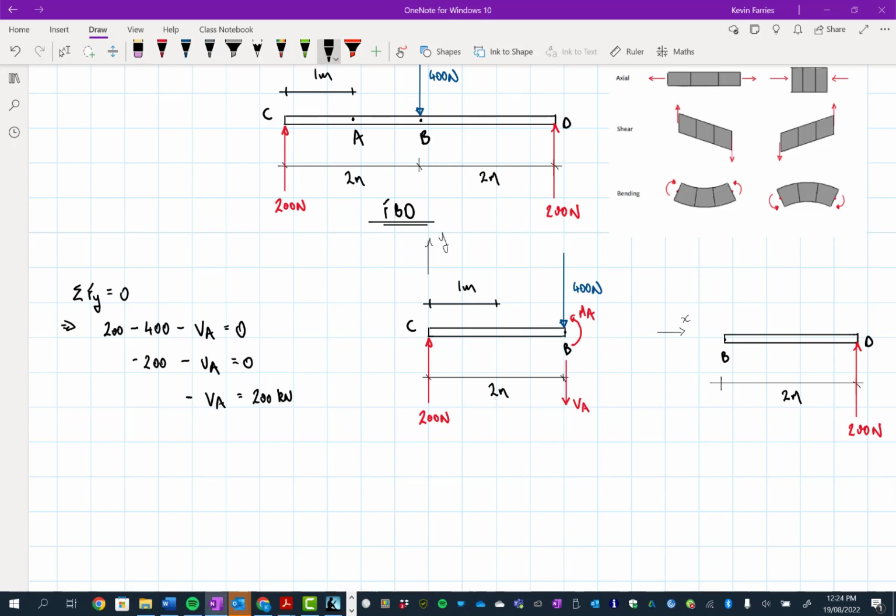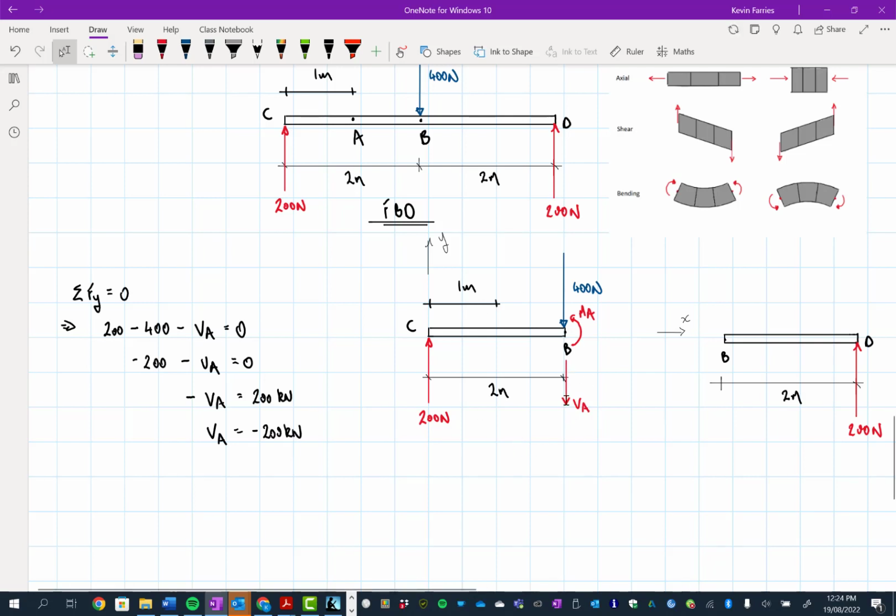Yeah, I made a mistake. So why did that go negative? I took this over to the other side, so that's 200, and therefore this is negative V equals 200. So therefore, VA is equal to negative 200 kilonewtons.